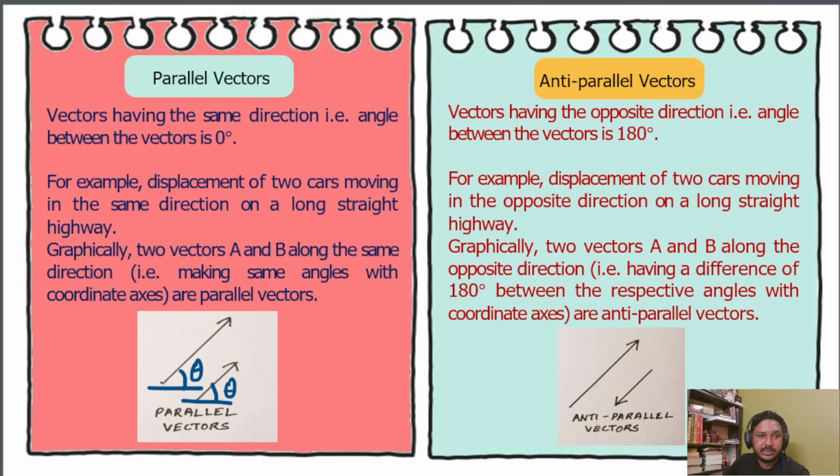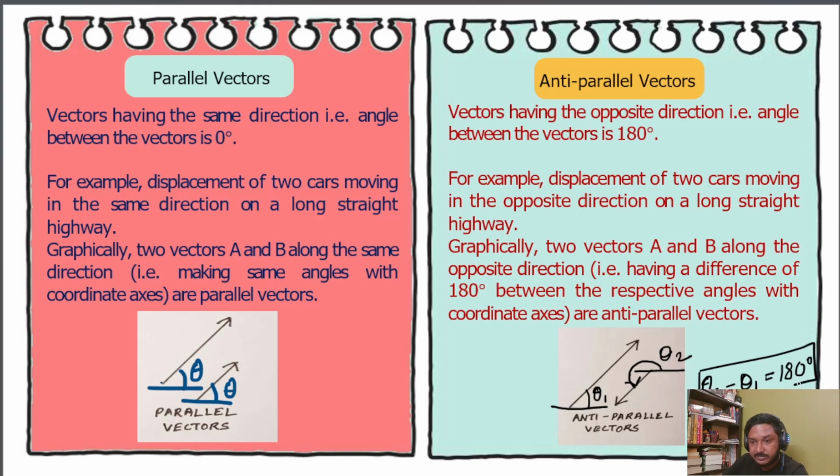Let me use a thinner pen here, that would be better. So if this is the angle theta 1 that it makes with the x-axis, then the anti-parallel vector will make an angle like this. That will be theta 2. Now if we add this theta 1 and theta 2, then they will not be equal, but rather they will have a difference of 180 degrees. So you can write here theta 2 minus theta 1 will have 180 degree difference.